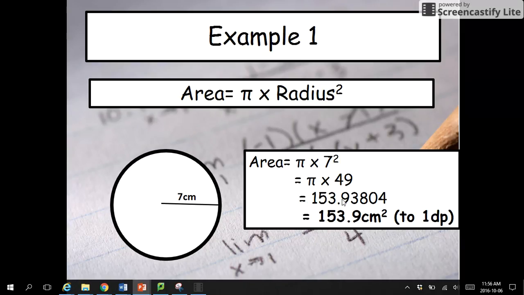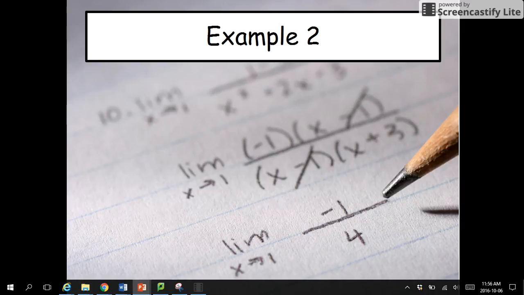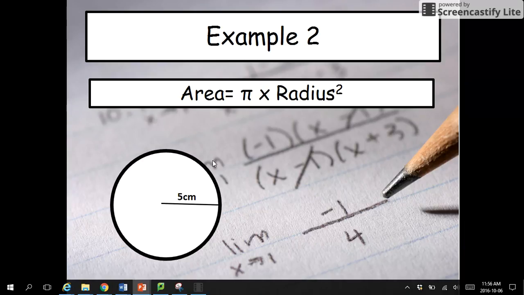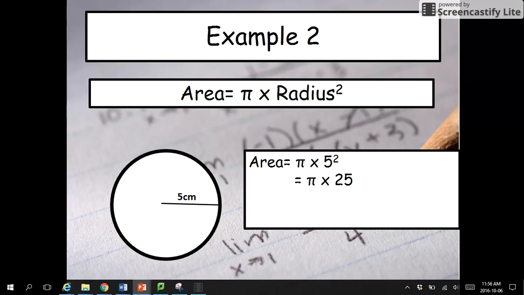Do me a favor now, pause this video and work it out on your calculator to make sure that you get that same answer so you know how to do a pi. All right, we're going to example number 2. Area is pi times radius squared. Okay, so here we've got 5 centimeters. So we would go pi times 5 squared. Right? 5 times 5 is 25, so pi times 25 is 153.93804. Same thing, 1 decimal place, we'll leave it at the 9.